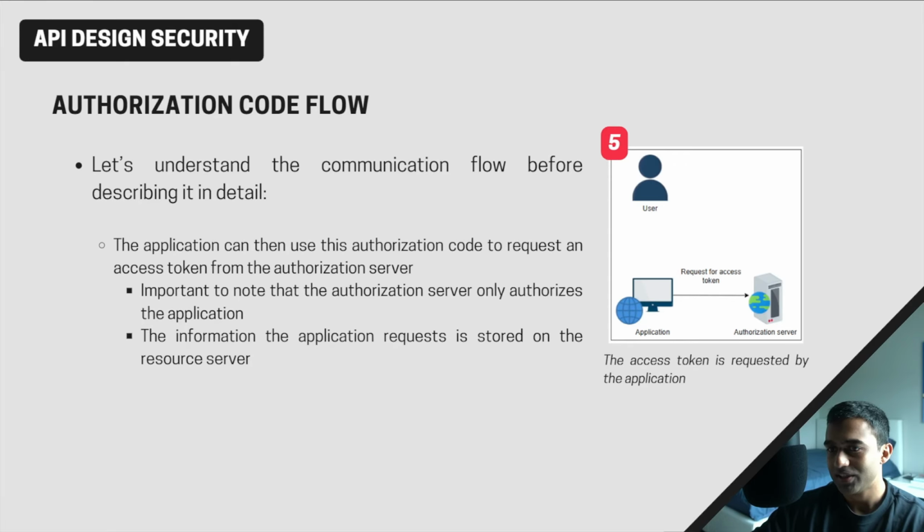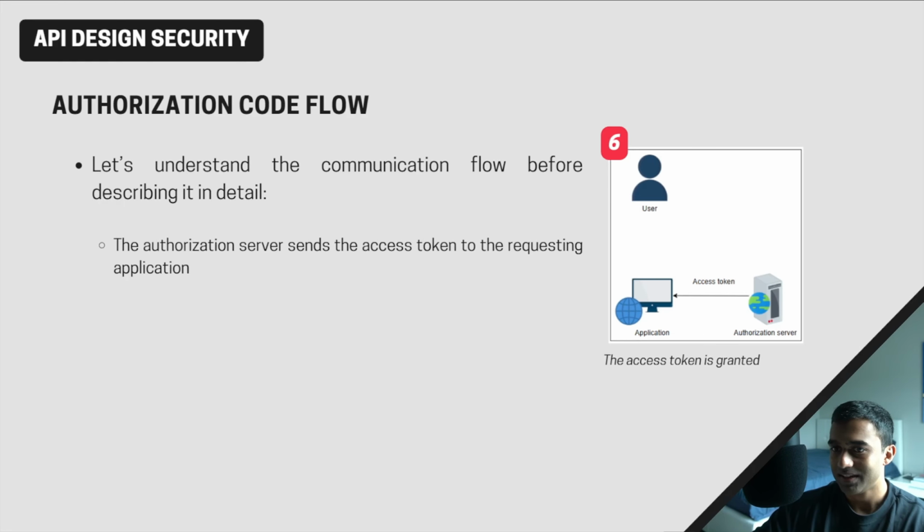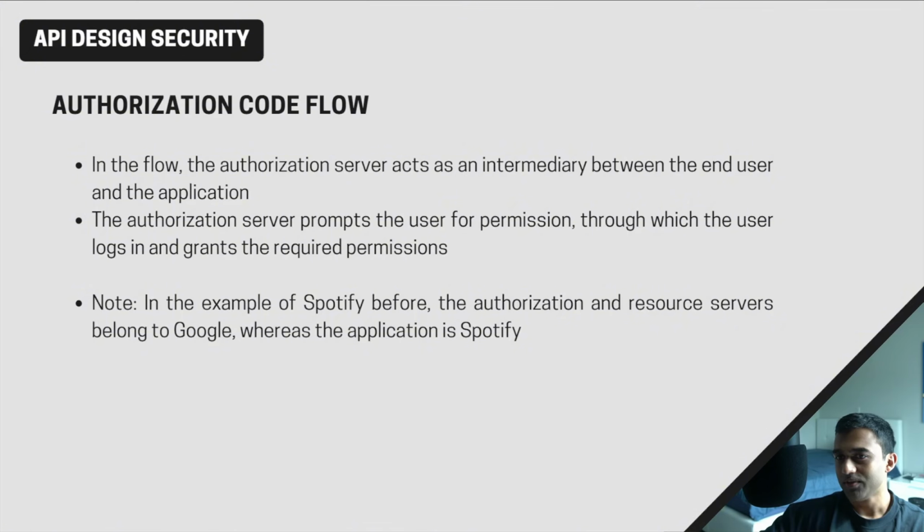The application can then use this authorization code to request an access token from the authorization server. And it's important to note that the authorization server only authorizes the application. The information the application requests is stored on the resource server. And the authorization server sends the access token to the requesting application. So in the flow, the authorization server acts as an intermediary between the end user and the application. The authorization server prompts the user for permission, through which the user logs in and grants the required permissions. Note that in the example of before, the authorization and resource servers belong to Google, whereas the application is Spotify.